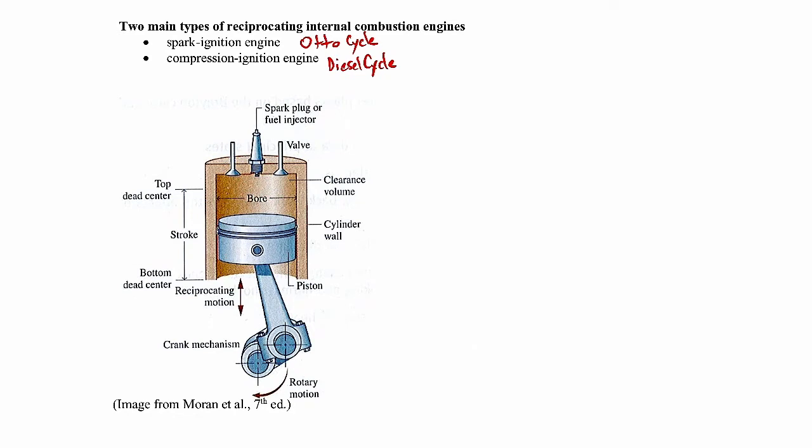So it's using the compression process to actually do the ignition. You don't have to make a spark to start the ignition process. So in a diesel engine, it's the high compression that causes the fuel-air mixture to combust. So that's the difference between these. And then you'll see in the next lecture more thermodynamically why those cycles look a little different.